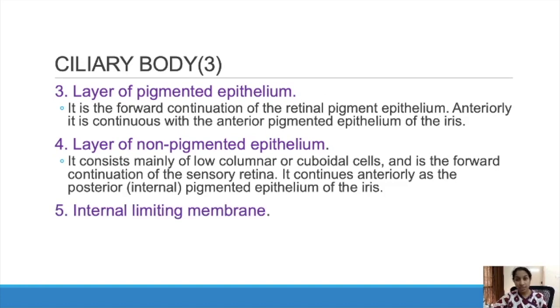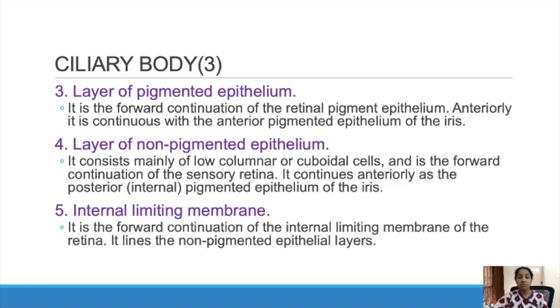And the fifth and last layer is the internal limiting membrane. It is the forward continuation of the internal limiting membrane of the retina itself. This outlines the non-pigmented epithelium layer. So these are the 5 layers of the ciliary body. This is the microscopic structure of the ciliary body.